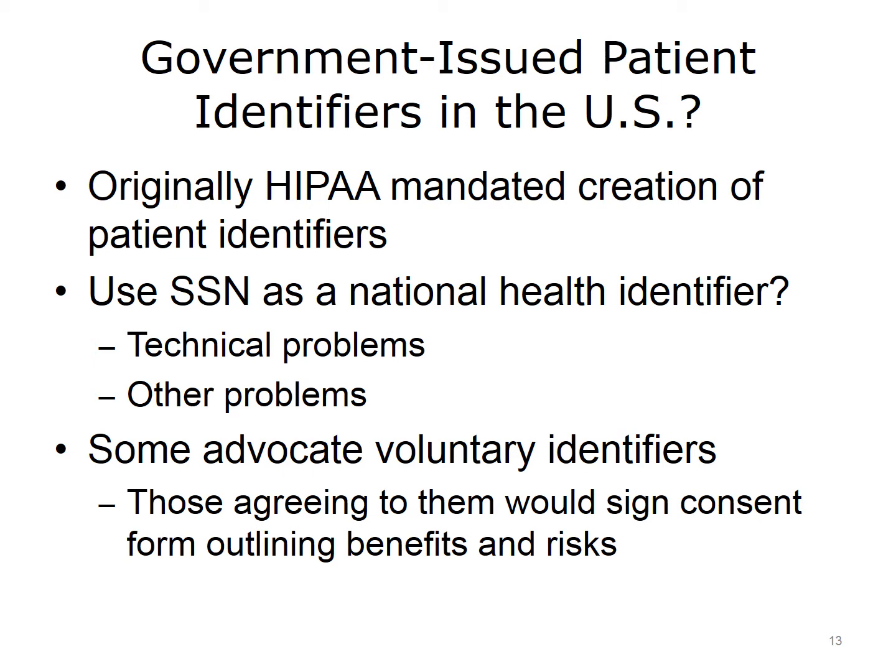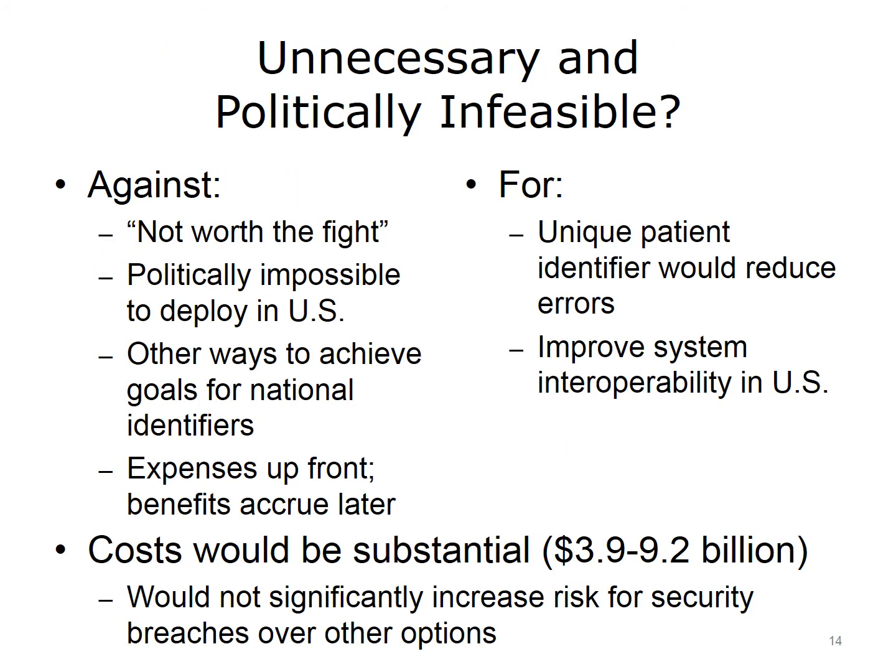Some have suggested that there be voluntary identifiers, with those agreeing to the value of a national health identifier voluntarily signing a consent form and being assigned a voluntary national health identifier. There has actually been a standard developed for this, but there has not been implementation of such a program. Others have argued that a national health identifier is unnecessary in the United States. Because it's politically infeasible, it's just, to quote Ferris, not worth the fight. There may be other ways to achieve the goal of having a national identifier, such as record linkage, which we'll talk about in a moment.